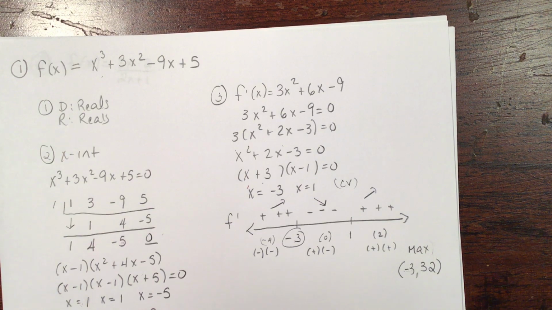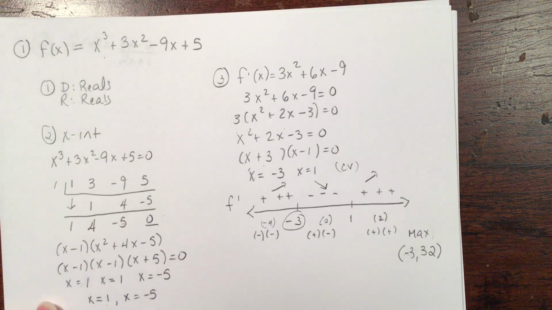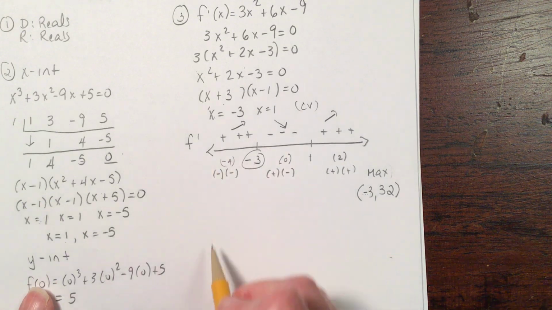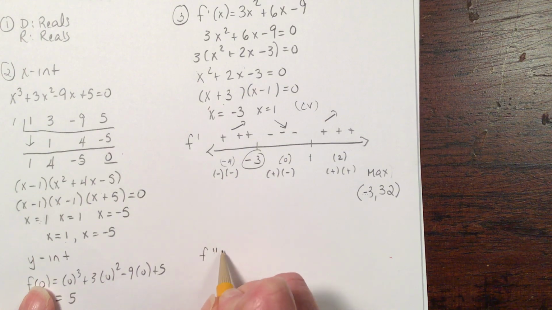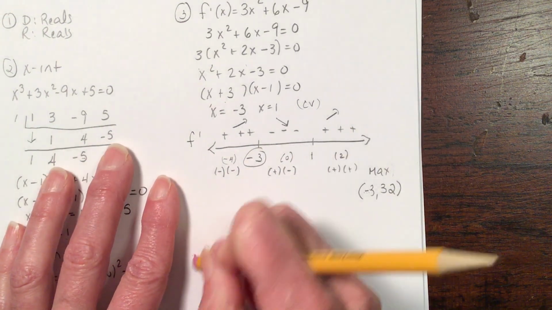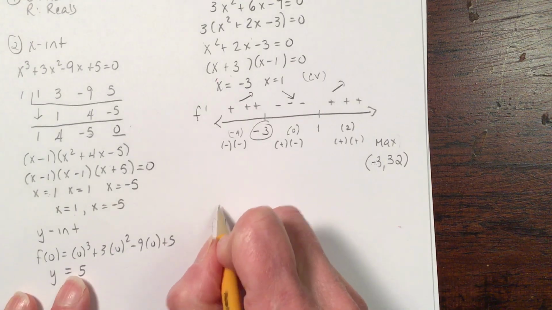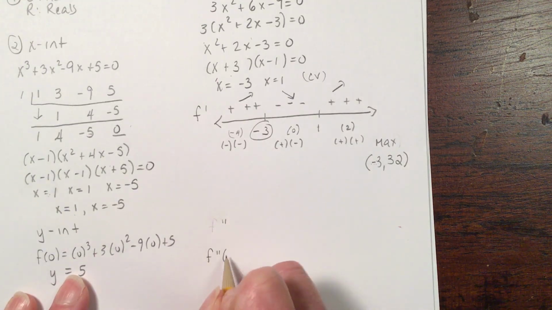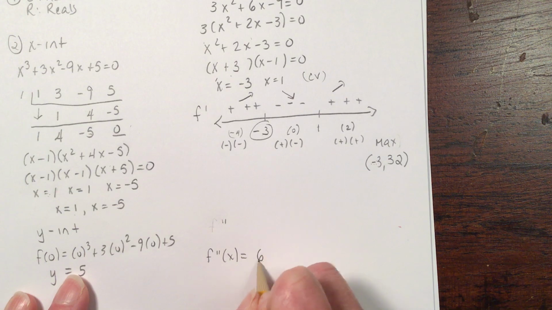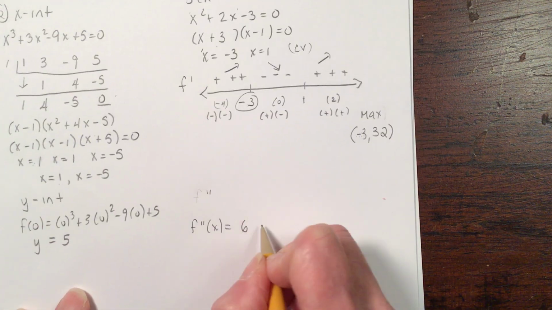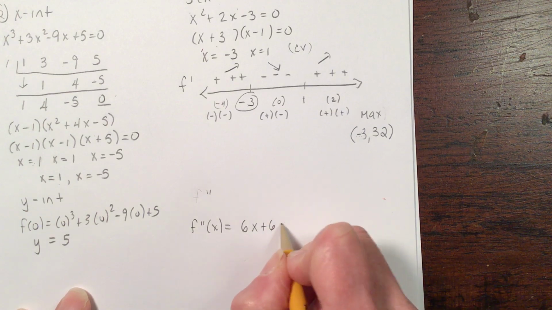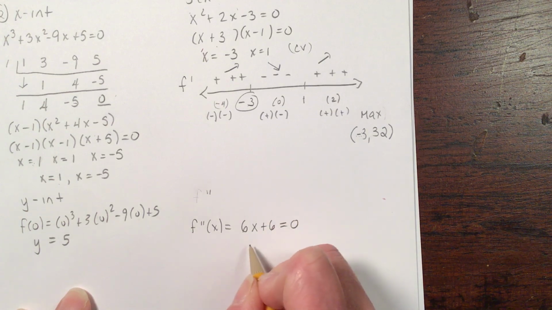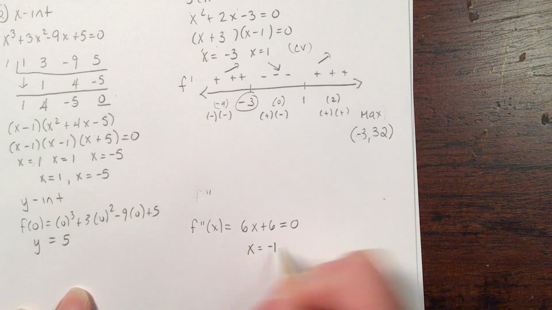Next, we're going to want to find the second derivative. Now, I'm going to leave just a little bit of room here. Okay, for my second derivative, I'm going to do the work down here. So f double prime, I'm going to move it down just a little bit, because I want to put my number lines next to each other. And my second derivative becomes 6x plus 6. When I set that equal to 0, I get that x equals -1.